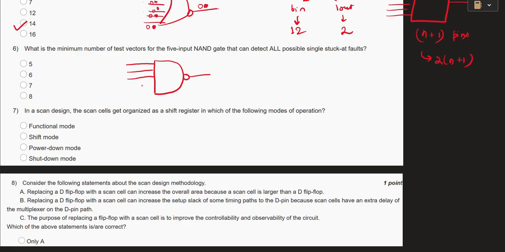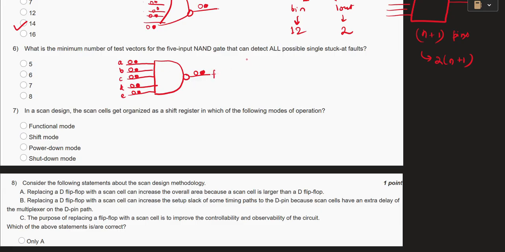1, 2, 3, 4, 5. This is stuck at 0, this is stuck at 1, this is stuck at 0, stuck at 1, stuck at 0, stuck at 1, stuck at 0, stuck at 1, stuck at 0, stuck at 1. Now see here guys, if I want to detect my output, let me give the pin names first. A, B, C, D, E, F.